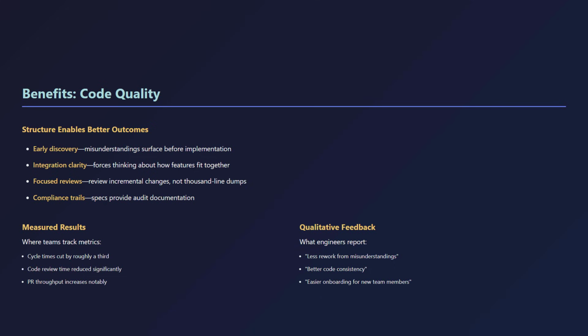Where teams actually track metrics, they report some measurable improvements. Cycle times get cut by roughly a third. Code review time drops significantly. Pull request throughput increases notably. But I want to emphasize qualitative feedback over precise numbers, because the qualitative feedback is more universal. Engineers consistently report less rework from misunderstandings, better code consistency across the team, and easier onboarding for new team members who can read specifications to understand system intent.